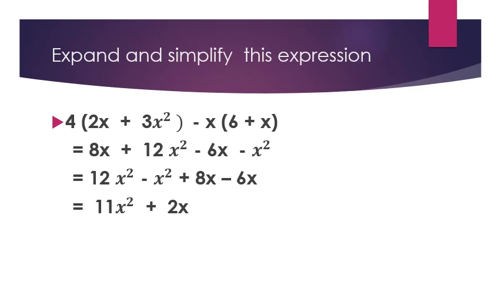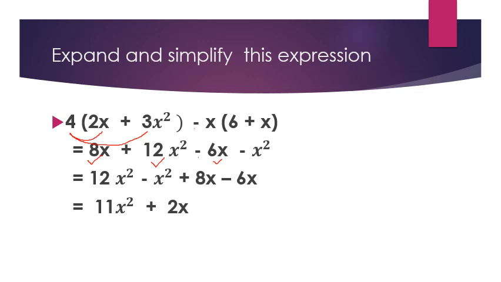So let's get started. 4 multiplied by 2 gives you 8. So 4 multiplied by 2x is equal to 8x. Next, we are going to multiply 4 with the other term in the expression, that is 3x square. 4 multiplied by 3 is 12. So 4 multiplied by 3x square is equal to 12x square. Then you have the negative sign, which you are going to put down again over here, and then x multiplied by 6 gives you 6x.